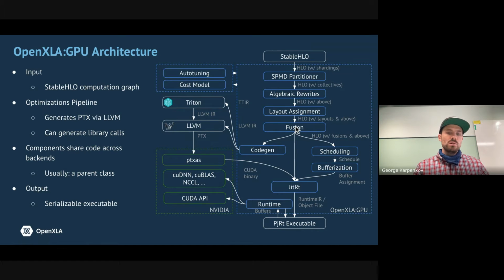Not all HLOs go through the codegen. Some are lowered to cuDNN, cuBLAS and various NVIDIA library APIs directly, and then the runtime makes those calls, and the runtime can communicate with CUDA APIs as well. These components do share code across backends, but with an asterisk. Usually there is a parent class which is common across different backends. Then once we start optimizing for performance, different changes are necessary, and backend-specific logic starts to creep into essentially almost all of those layers.